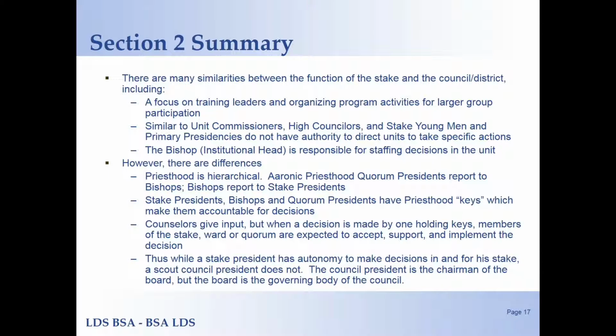Priesthood is considered much more hierarchical. Aaronic priesthood quorum presidents report to bishops, and bishops report to stake presidents. Stake presidents, bishops, and quorum presidencies have what are called priesthood keys, which make them accountable for decisions. So counselors give input, but when decisions are made by one holding keys, members of the stake or ward are expected to support and implement those decisions. Thus, while the stake president has autonomy to make decisions in his stake, a council president really doesn't. The council president is the chairman of the board, but the board is the governing body of the council.